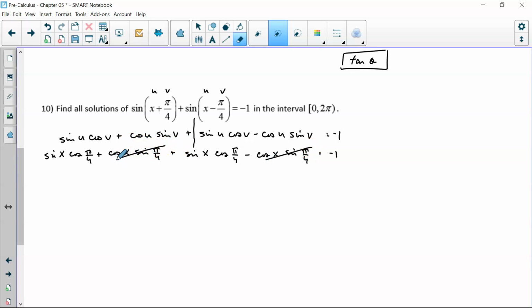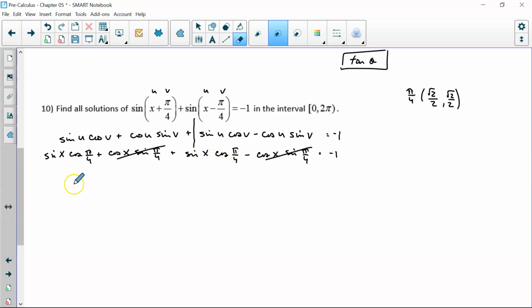We can clean this up a little bit. Now, don't forget, the cosine of pi over 4 is root 2 over 2, root 2 over 2. So now we have sine of x, cosine of pi over 4, and another sine of x, cosine of pi over 4.